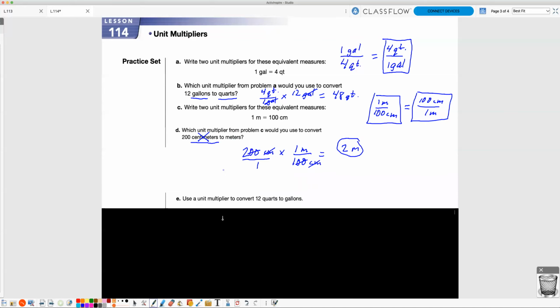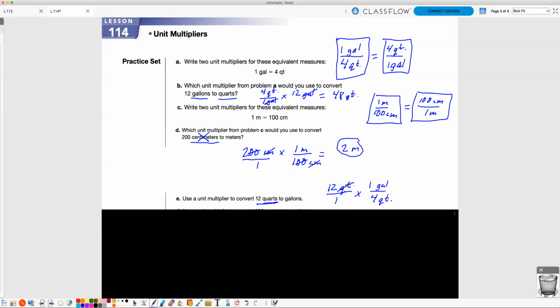All right, letter E, use a unit multiplier to convert 12 quarts to gallons. So here are our unit multipliers that we did for quarts and gallons. So we need to use one of those to convert from 12 quarts to gallons. So we want to make sure that the gallons is going to be in the numerator. So in this case, I would have 12 quarts over 1 times 1 gallon over 4 quarts.